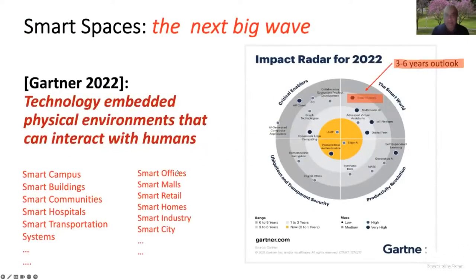So smart spaces, according to Gartner, is technology which is basically going to be embedded into physical environments that can interact with humans. And it is expected to be, in the 3 to 6 year horizon, one of the 5 most dominant technologies that are going to be around. The smart spaces are going to influence almost every aspect of our lives, whether it be smart campuses, smart buildings, communities, hospitals, transportation, offices, malls, whatever. All our living spaces are going to be able to interact with humans, through sensor technologies, by observing humans in the process of interaction with the spaces and with each other.